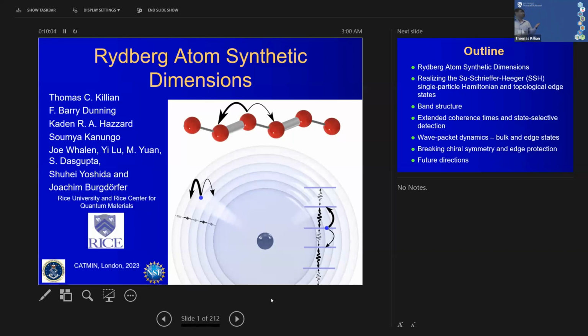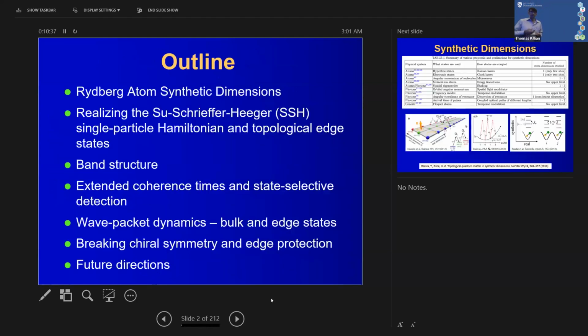So I'm going to talk about our experiments and our most recent results at Rice from our studies of Rydberg atoms and synthetic dimensions. You heard a little bit of this yesterday because this work is in collaboration with Barry Dunning at Rice and several graduate students. We also have a lot of theory support from Caden Hazard, and a lot of this was actually his original idea, so I have to give him a lot of credit. And Shuhei Yoshida and Joachim Burgdörfer from Vienna have also been very helpful on figuring out a lot of the properties of Rydberg atoms, which are critical for these experiments.